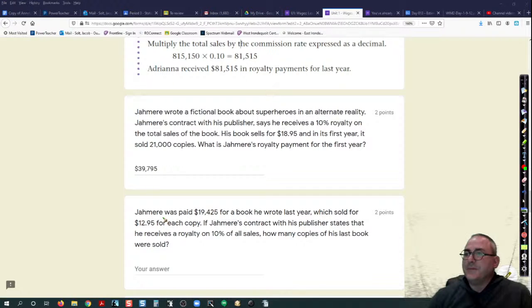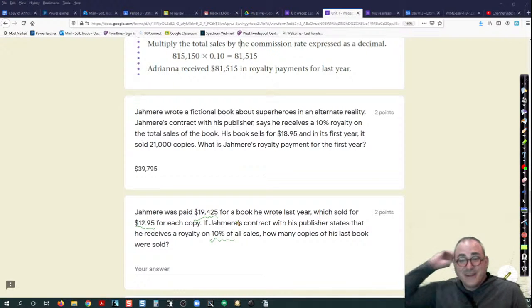Let's read it. Jameer was paid $19,425 for the book he wrote last year, which sold for $12.95 for each copy. If Jameer's contract with his publisher states he receives a royalty on 10% of all sales, how many copies of his last book were sold? This time, before we were trying to find out what he actually got paid in royalty commission. In this problem, we're actually told what he got paid in royalty commission. And we're told how much each book cost. We're told his royalty commission rate. What we're not told is how many books were sold.